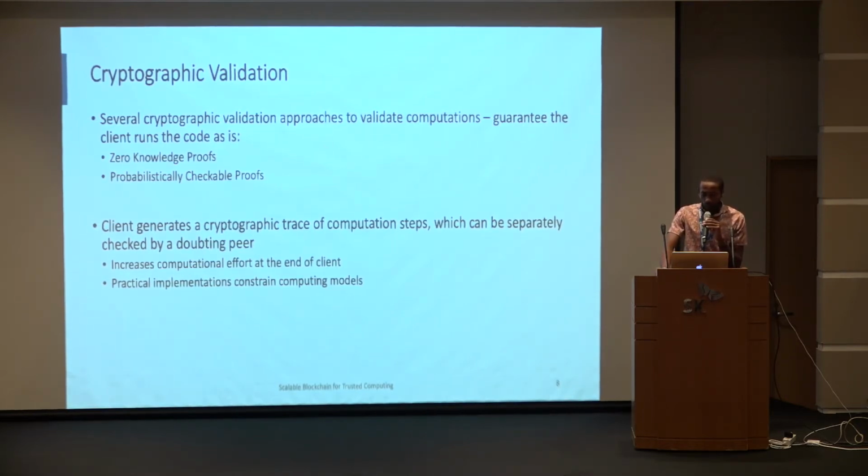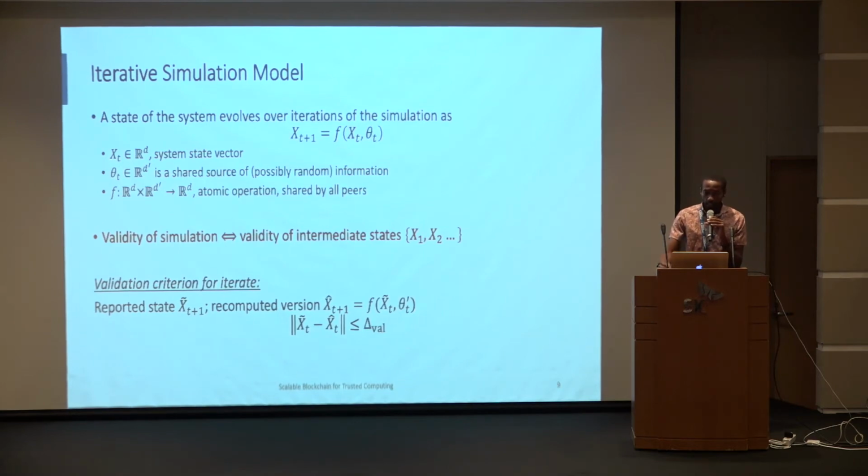And so what we did is look into using an iterative simulation model, whereby the system is defined by a state at iteration t, that gives you state x_t, which is a real vector. Then it evolves as a function of the current state and external randomness. And then the validation of state means that the reported state x̃_t is close to the recomputed state x̂. That is, the client reports the state x̃_{t+1}. So if we recompute it based on x̃_t to get x̂_{t+1}, then they should be close. And we have a validation tolerance delta, where the smaller the delta, the stricter the requirements, depending on a given use case.